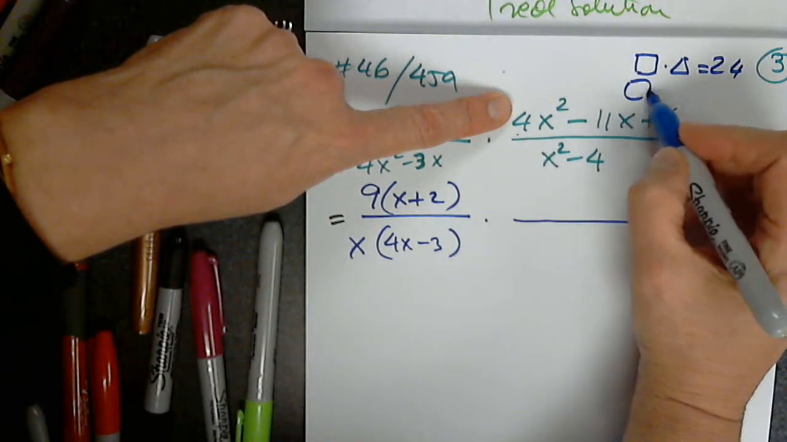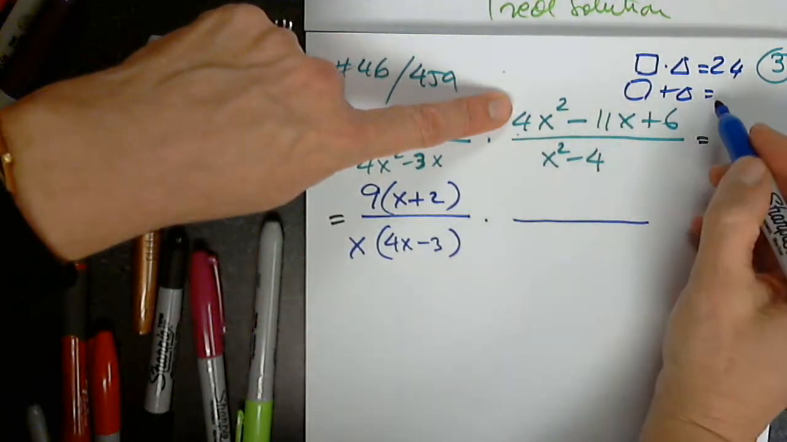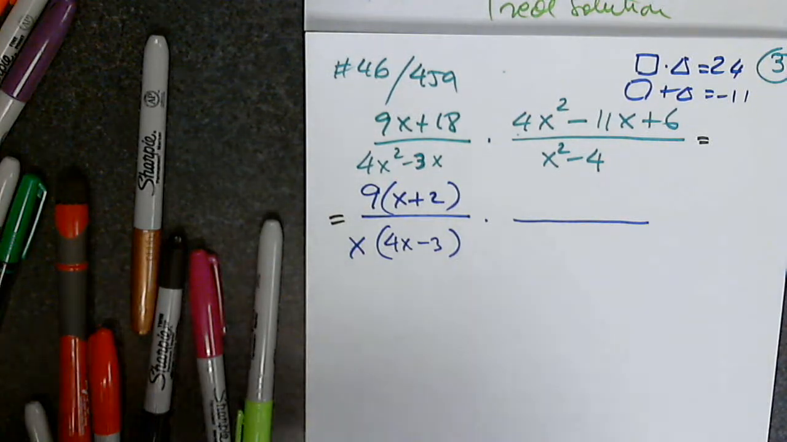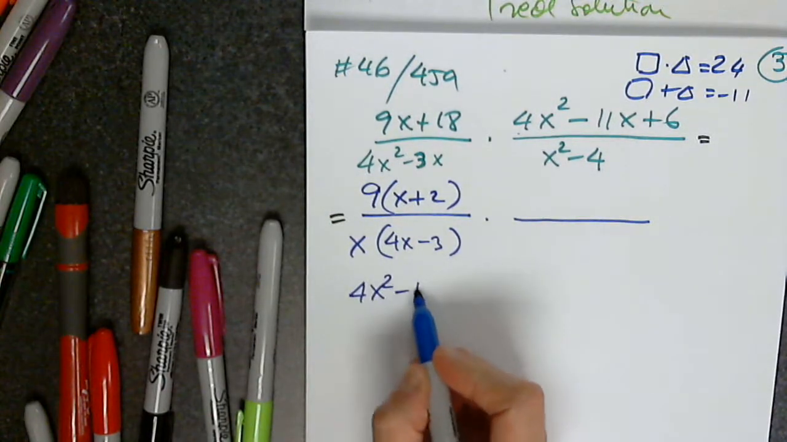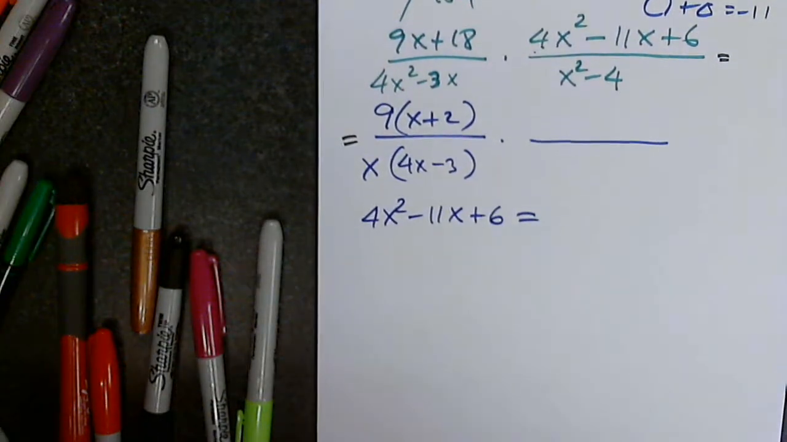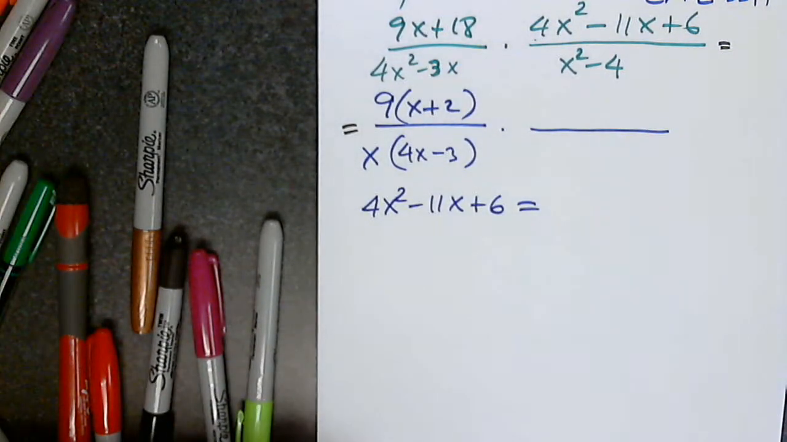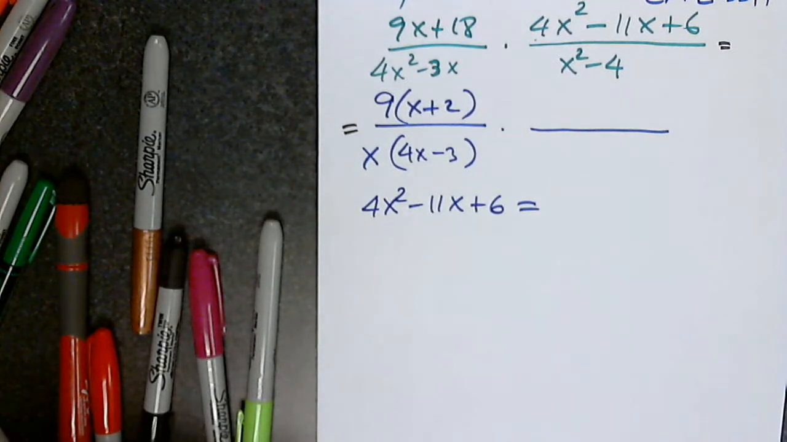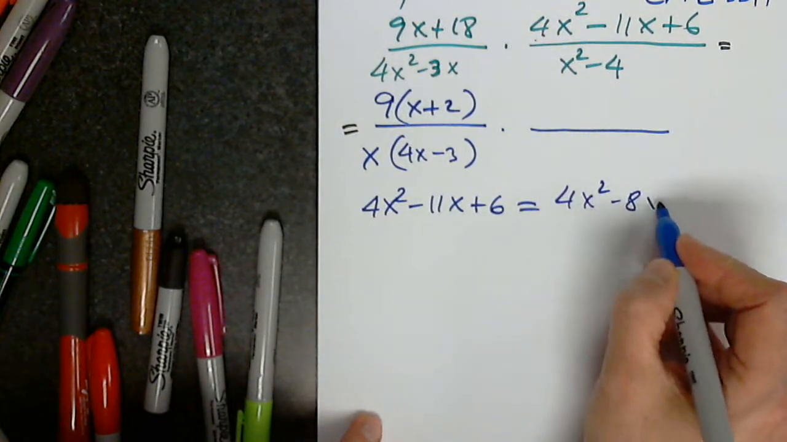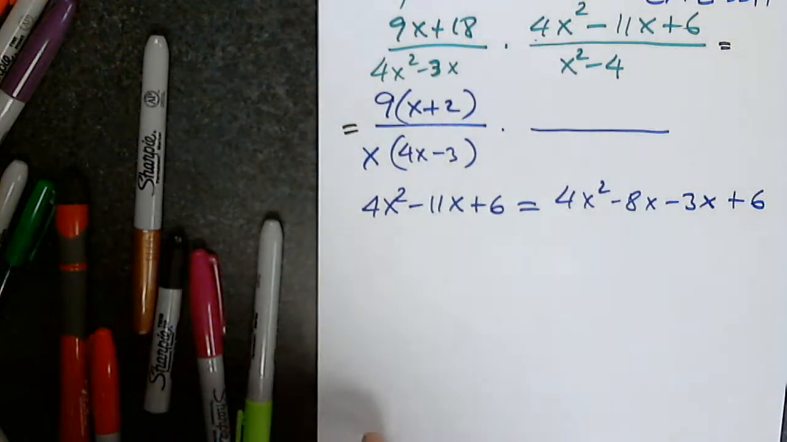right and whose sum is right. Since the sum is negative and the product is positive, both have to have which sign? Negative, correct. So let's take that aside. So it's 4x squared minus 11x plus 6. And what do I do? So I need a negative and negative, correct. So I have 4x squared minus 8x minus 3x plus 6.